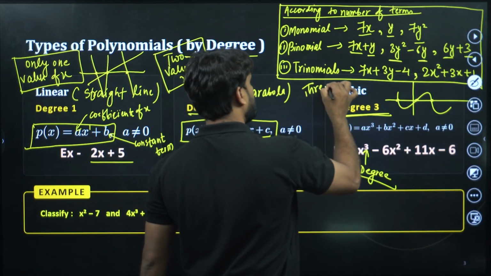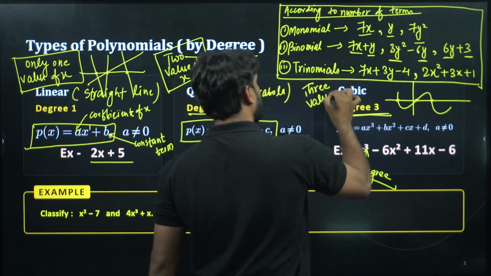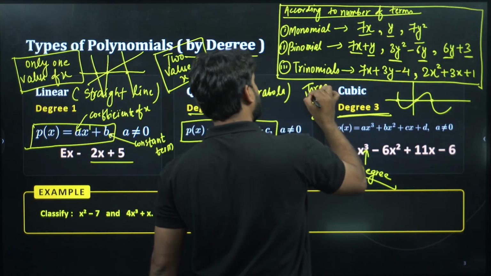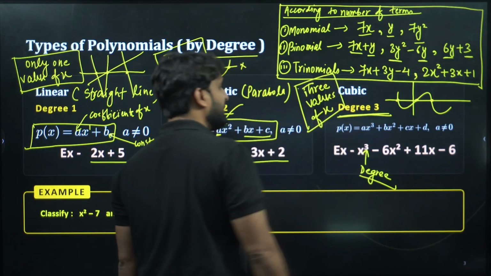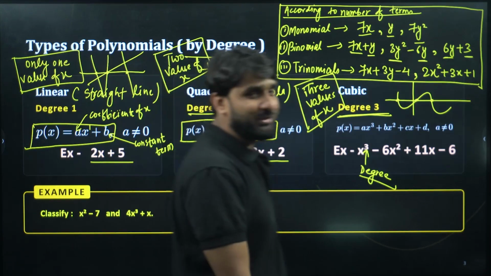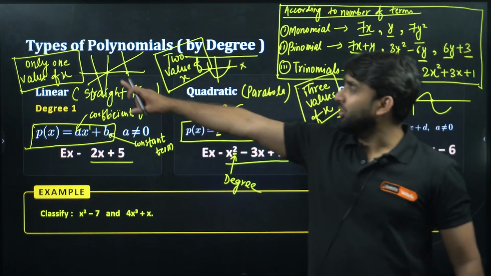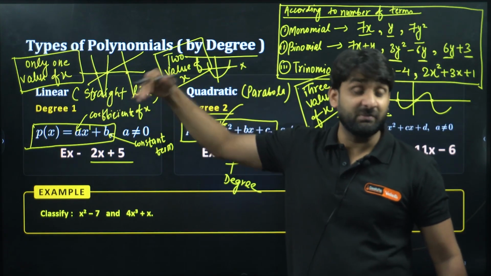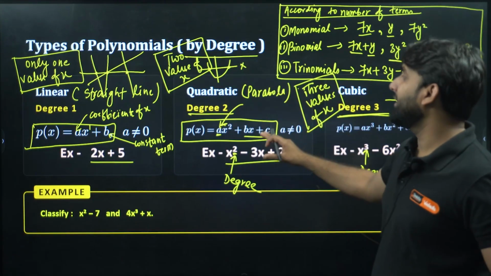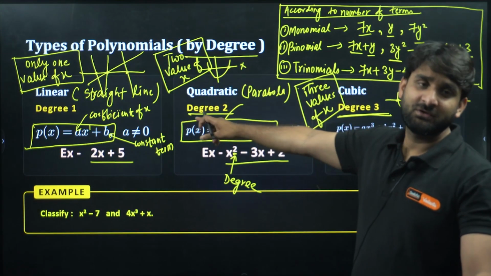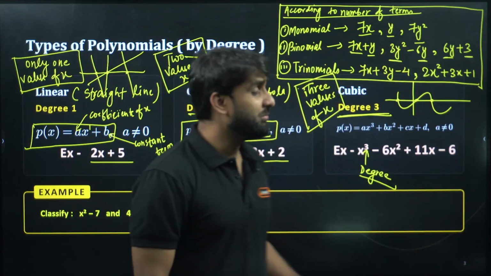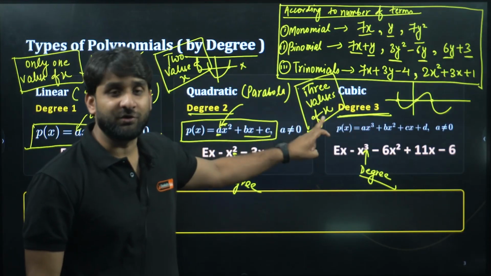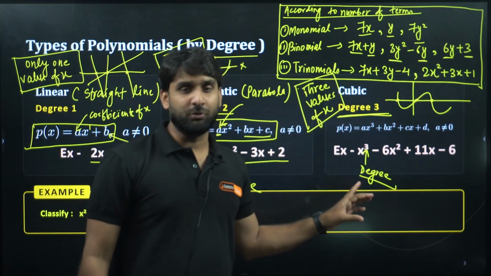3 values of x which will be satisfying the given polynomial basically. So in a linear polynomial, only one value of x will satisfy the given linear polynomial. In a quadratic polynomial, there will be 2 values of x which will satisfy the given quadratic polynomial. In a cubic polynomial, there will be 3 values of x which will satisfy the given cubic polynomial.